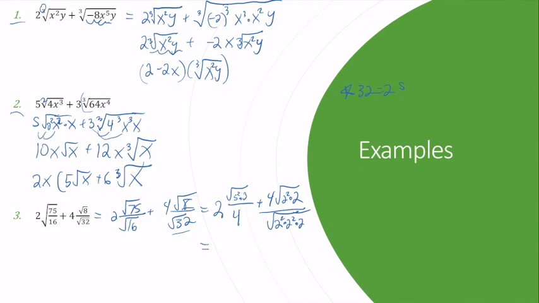So now I have 2 times 5 square root of 3 over 4 plus 4 times 2, which is 8 square root of 2 over 4 square root of 2. Well, my square root of 2's cancel, so does my 4, so I have a 2. Then this is 2 times 5, but I have 4 in the denominator, so they both have a factor of 2 that can cancel. So I have 5 square root of 3 over 2 plus 2 is my final answer, and I can't simplify that any further.